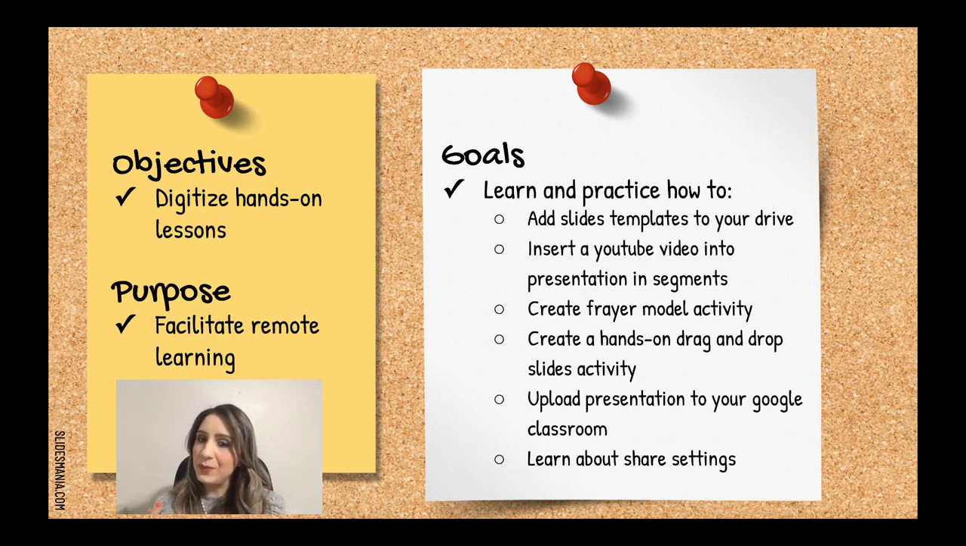So we're going to do something simple, but it's just to spark your creativity so that you can be inspired to do more. We're going to do a Frayer model activity. And then we're going to create a hands-on drag and drop activity similar to what you would do in the classroom with a paper and pencil and crayons type of thing.